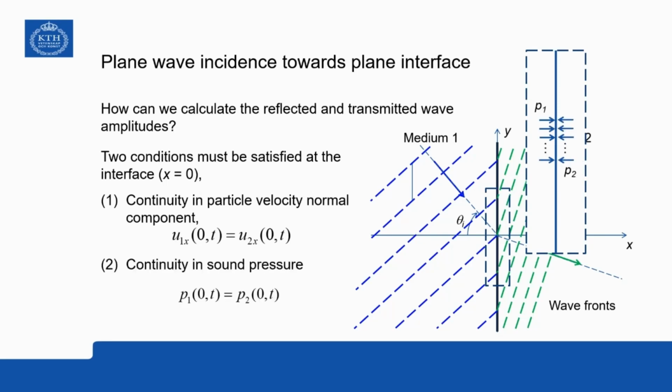The second condition is that we must have force balance. If we cut out a volume element over the interface surface, then the pressure acting on this surface must balance the pressure acting on this surface. This force balance we can express as a continuity in sound pressure. So the sound pressure from the incidence side must be equal to the sound pressure on the transmission side. So those are the two conditions we should use.